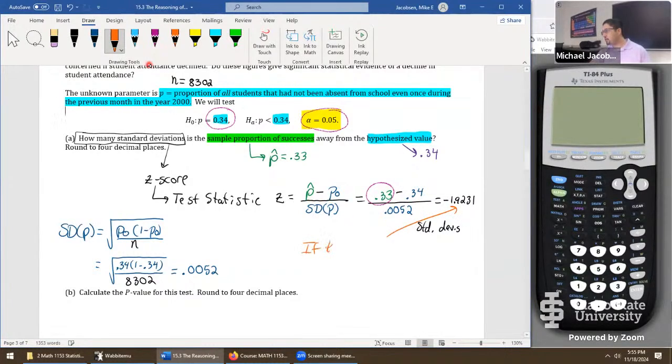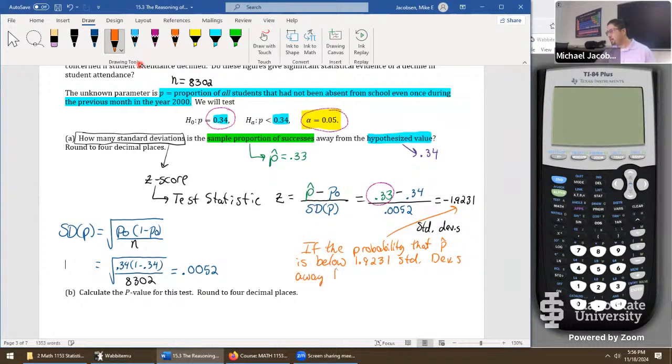If the probability that p hat is below 1.9231 standard deviations away from p naught equals 0.34 is less than this thing up here.